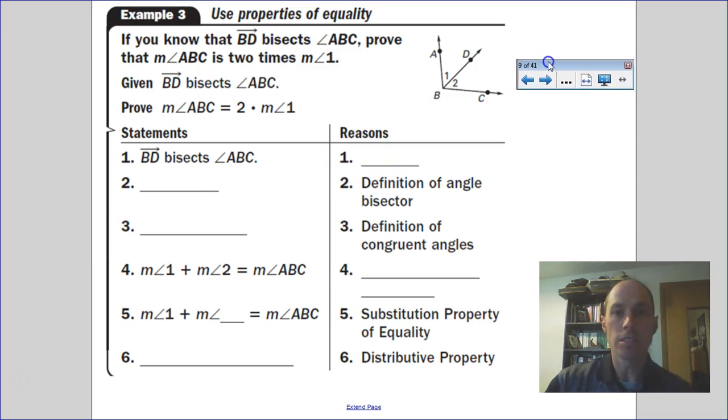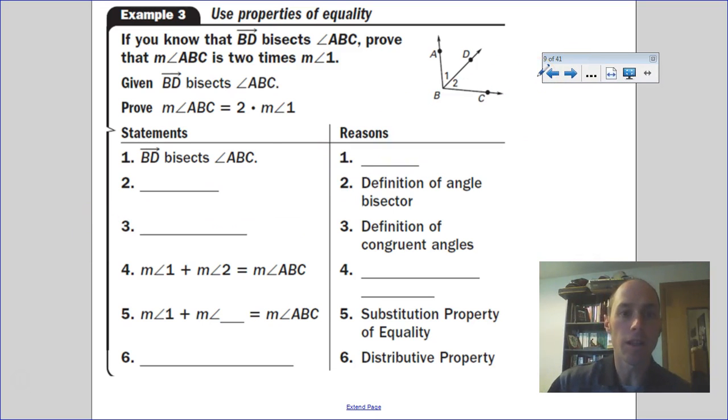All right, so let's apply some of these properties of equality. First of all, look at our diagram. We know that BD bisects angle ABC. We want to prove that the measure of ABC is 2 times the measure of angle 1. So what do we know? Well, BD bisects ABC, so we'll write that down. That's the information we know right off the bat. And why do we know it? Well, it's our given information. We're told that that's true.